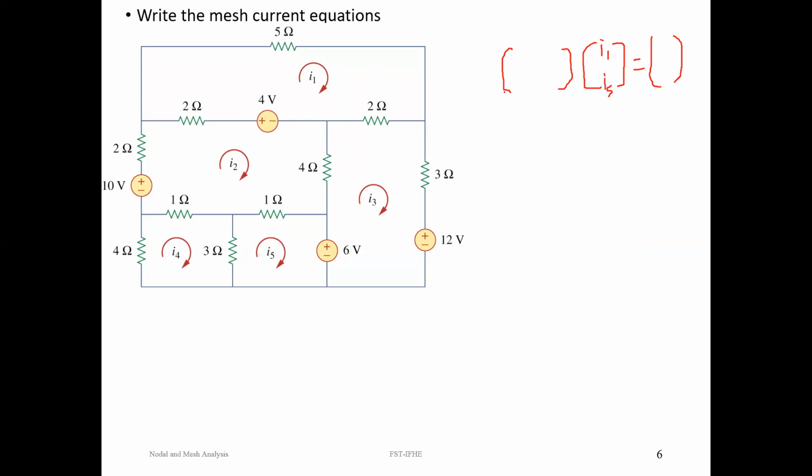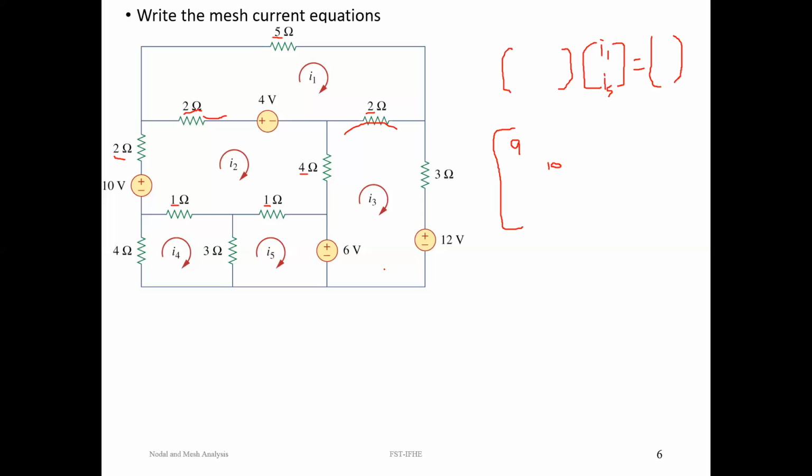Let us observe the first diagonal element, which is 1 1. Simply add all the resistors in the first loop: 5 plus 2 plus 2. So the first element in the A matrix will be 9. How to fill up the 2 2 element, that is a diagonal element? Add all the resistors in the second mesh: 2 plus 4 is 6, plus 1 is 7, plus 1 is 8, 8 plus 2 is 10.